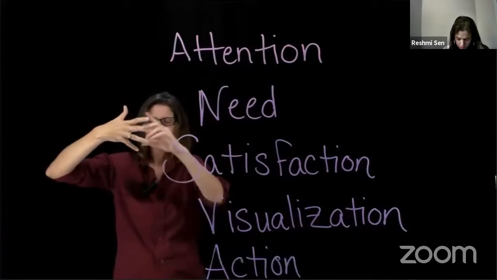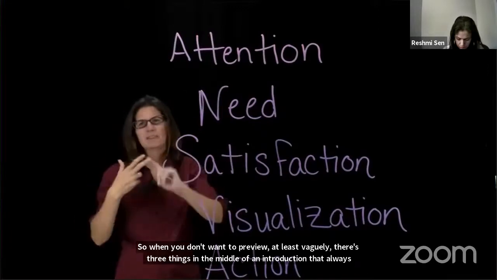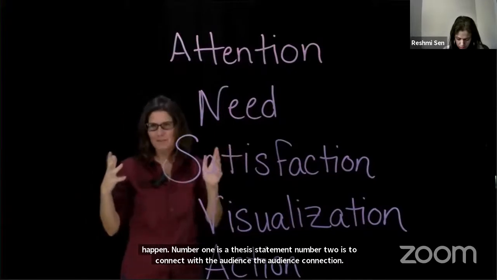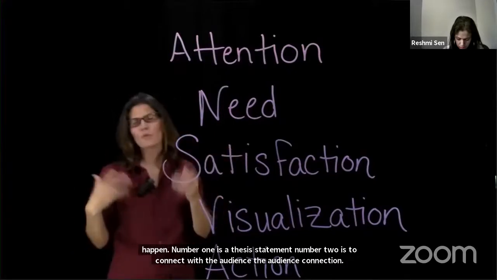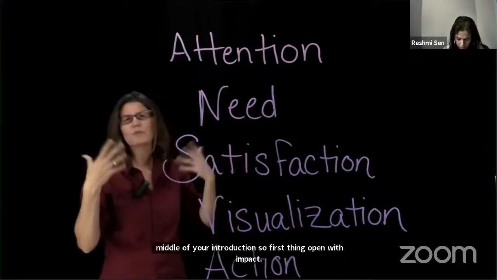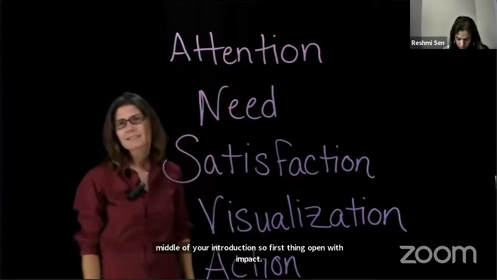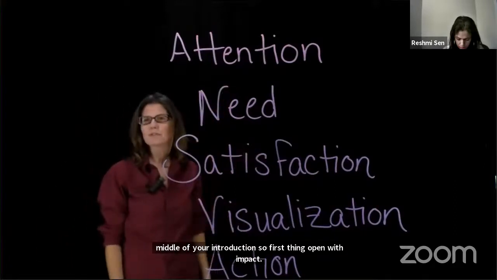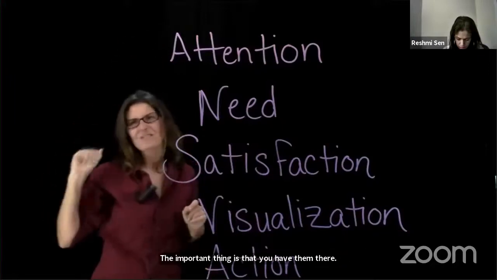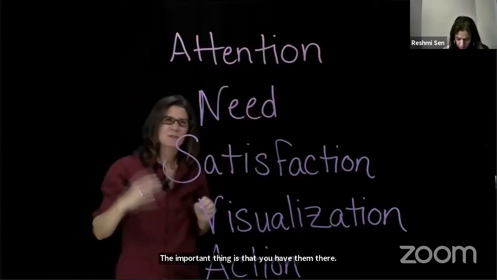These 3 in the middle, you can change the order. It can go whatever order you want for the thesis, the audience connection, and the speaker credentials. The important thing is that you have them there. You want to change the order of those up depending on what makes the most sense for your presentation with your open with impact and how that leads into your main points. But the attention step, all it is, is an introduction. Same thing that we've done with informative speeches, same thing that we do with other persuasive speeches. Nothing big there, just a fancy name, attention, very fancy, for the first step of the sequence.